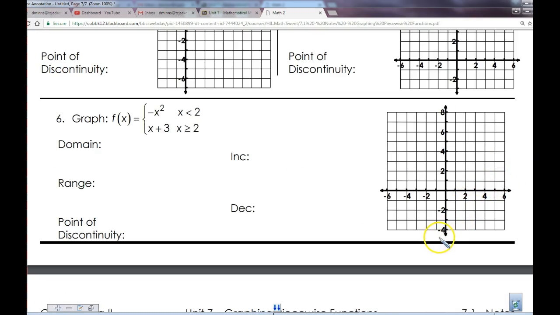Okay, so let's talk about number 6. Number 6 is an interesting one because it has a parabola. Part line, part parabola. We see our -x² here. So let's first talk about our point of discontinuity. The point of discontinuity, everyone sees it, x equals 2. We're not going to do the increasing, we're not going to do the decreasing. You're welcome for that. All right, let's take a look, and let's do the easy part first.